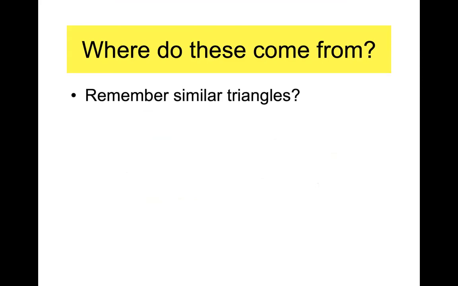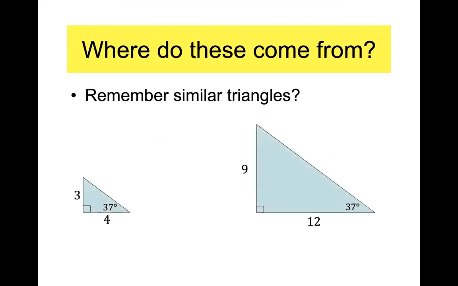Well, let's go back a couple chapters to similar right triangles, or similar triangles in general. Here are two similar triangles. How do I know they're similar? Remember, we have three ways of showing triangles are similar: SSS, SAS, or AA. If you notice, these two triangles are right triangles, so there's one angle, and they're already labeled with the angle 37. So these two triangles are similar.